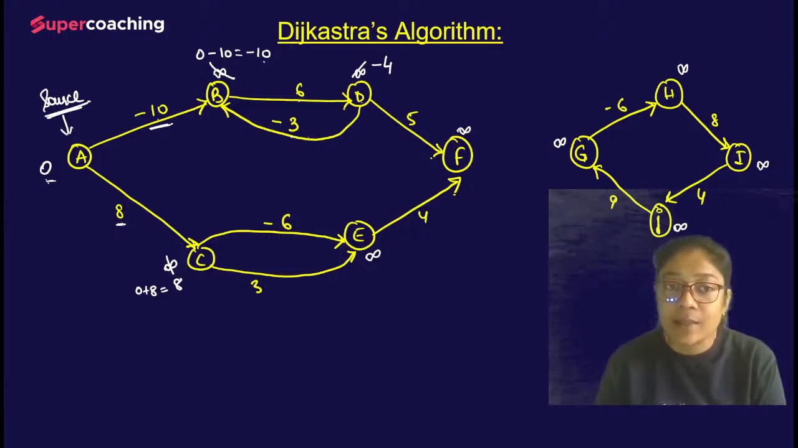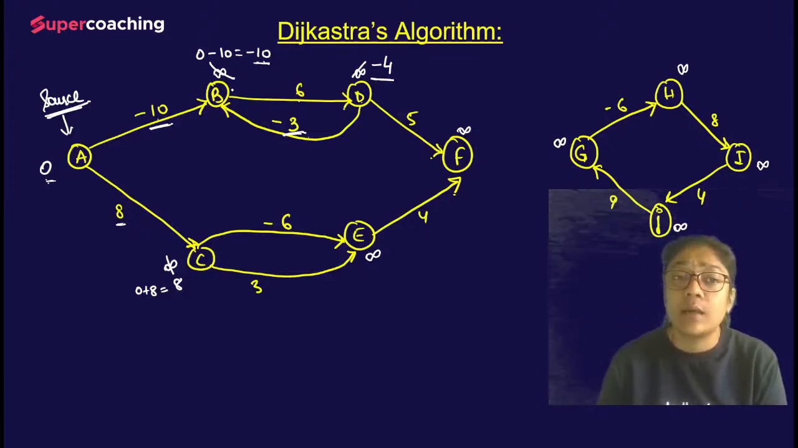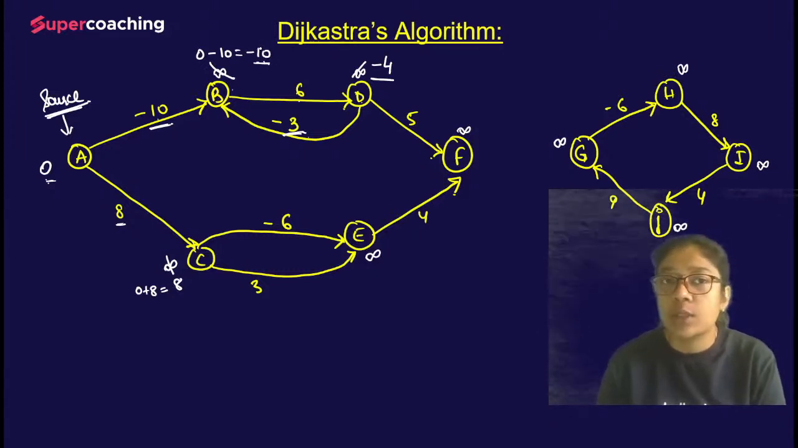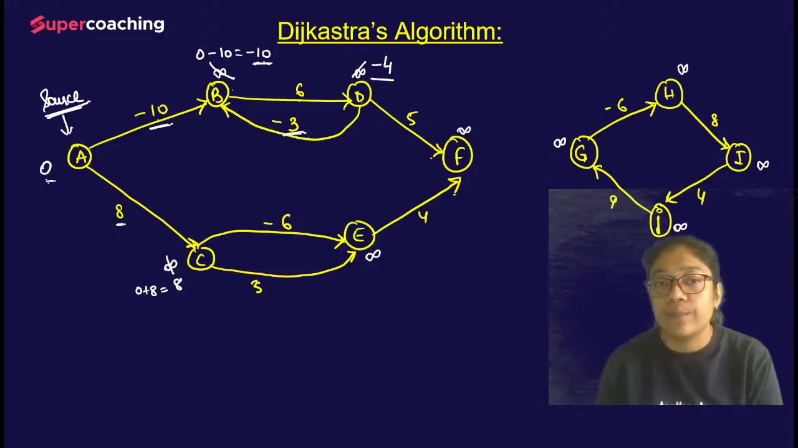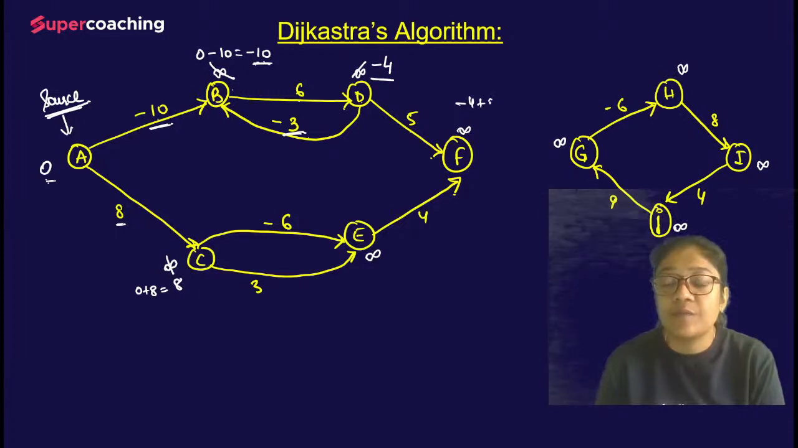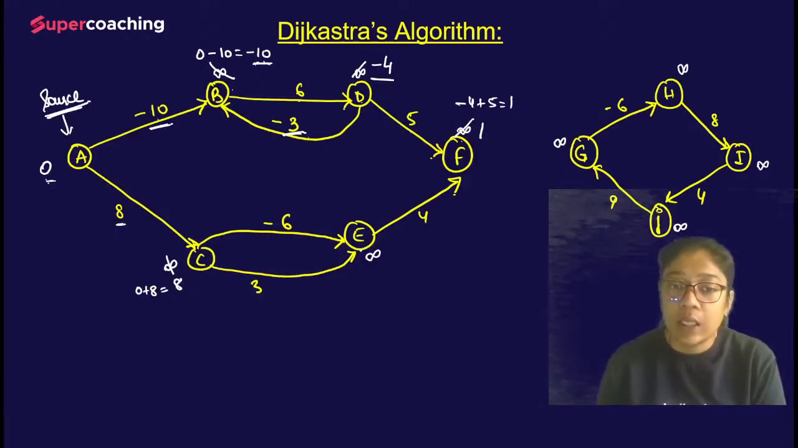-4 plus -3 comes out to be -7. -7 is not smaller than -10, so this value will not be updated. Next, -4 plus 5 comes out to be 1. 1 is smaller than infinity, yes, so this value gets updated to 1. Now check for E. E is approachable from, I'm so sorry, I have taken the arrow in the same direction. This is -6.